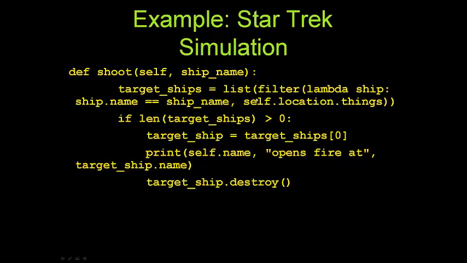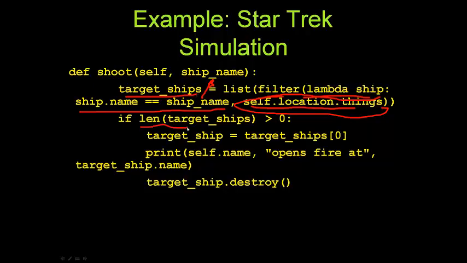Shoot. So what is this? You filter with a lambda, ship name is the ship name. Self.location.things: you look for all the things in the current location. You filter out all of them for which the lambda ship name equals this input. And these are the target ships.